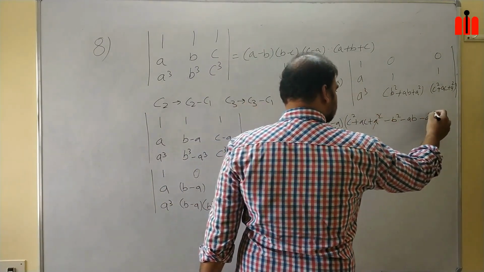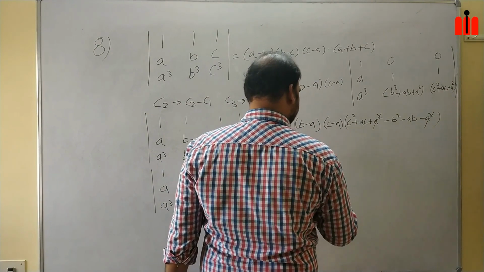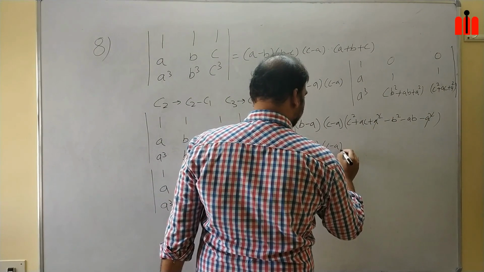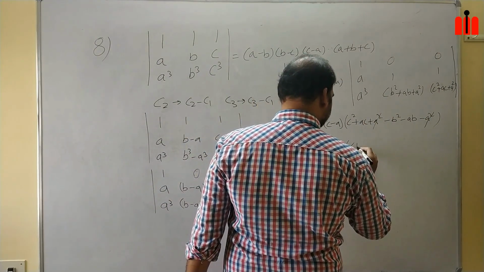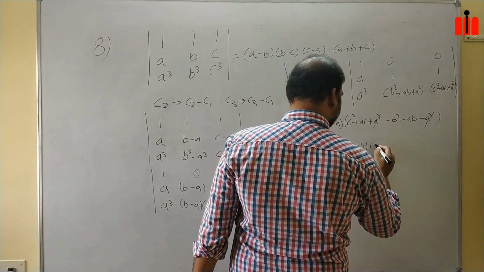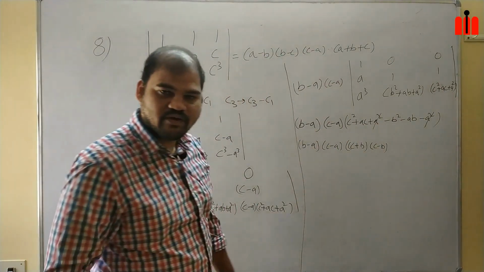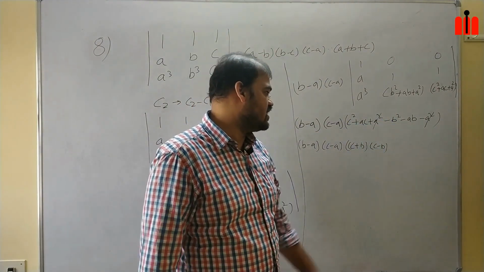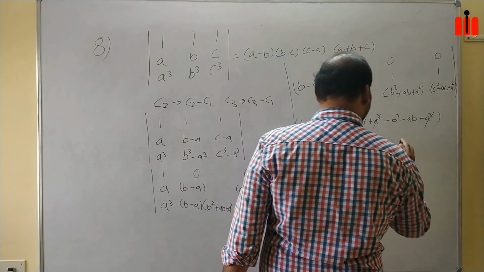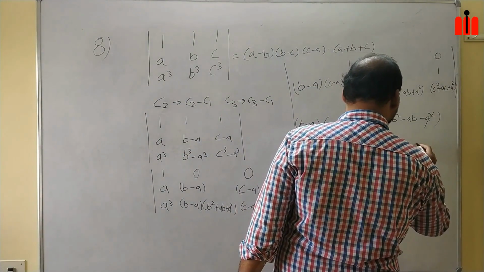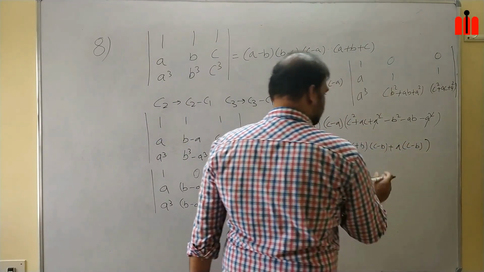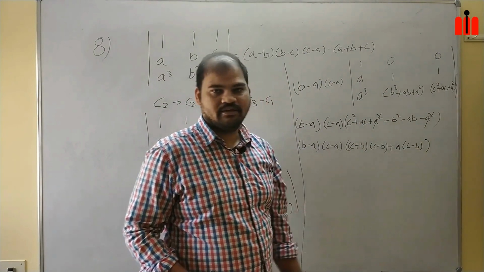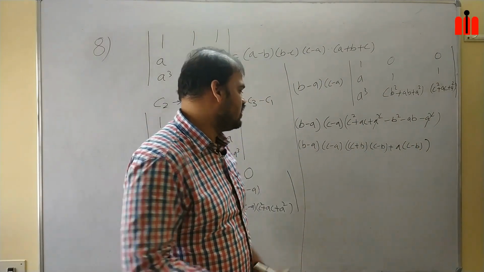So this a square gets cancelled. Here it will be c square minus b square. So it is b minus a, c minus a, c square minus b square, it will be c plus b, c minus b. A square minus b square is a plus b, a minus b. Similarly, c square minus b square will be c plus b, c minus b. From here we will take a common. So here we will get c minus b. Okay, ac minus ab. You take a common, you will get c minus b. So entirely c minus b is common.